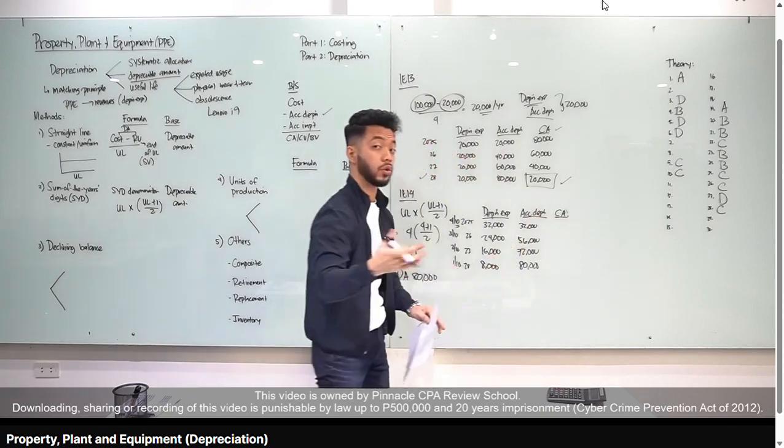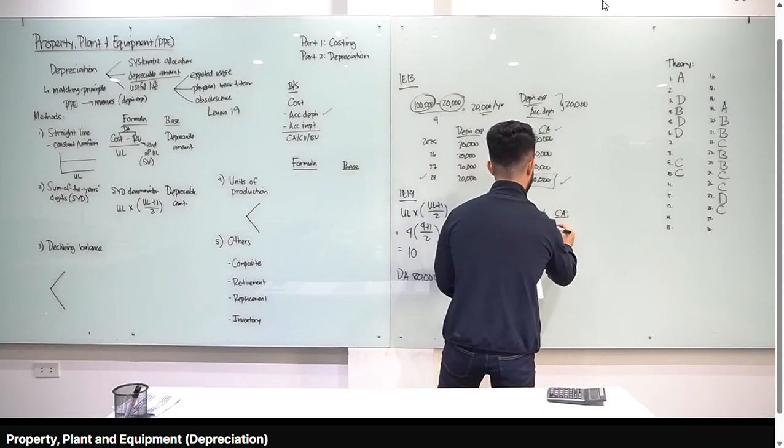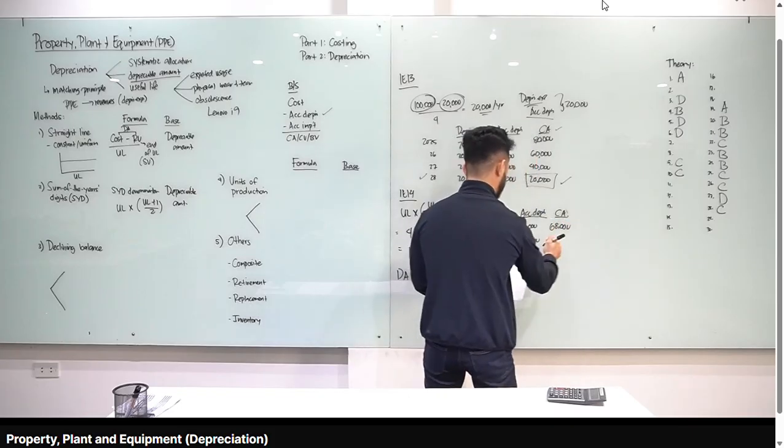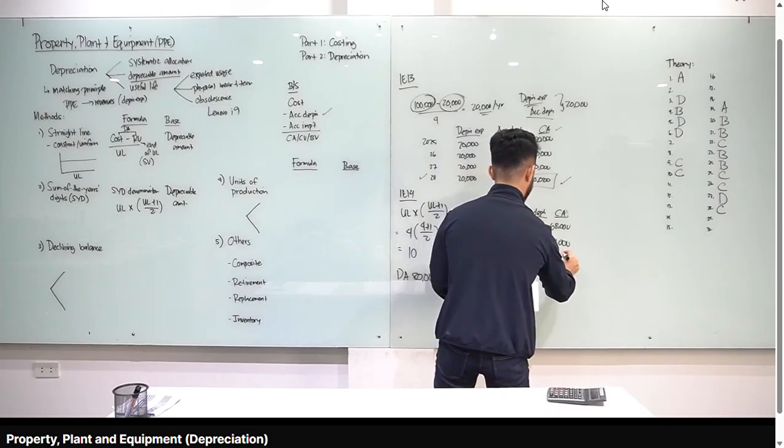Let's compute the carrying amount, cost minus accumulated depreciation. How much yung cost natin? 100,000. 100,000 minus 32,000, 68,000. 100,000 minus 56,000, that's 44,000. 100,000 minus 72,000, that's 28,000. And 100,000 minus 80,000, that is 20,000.